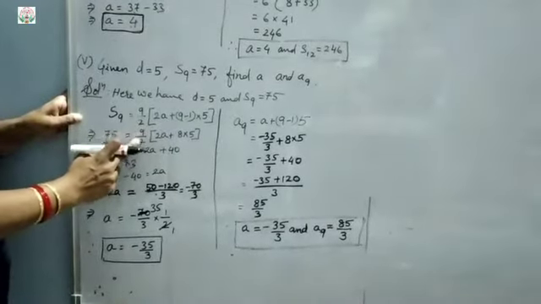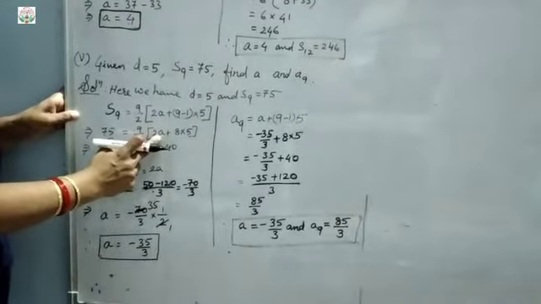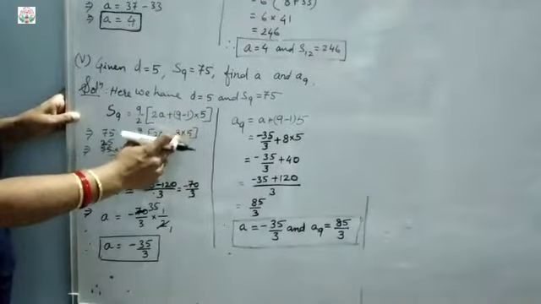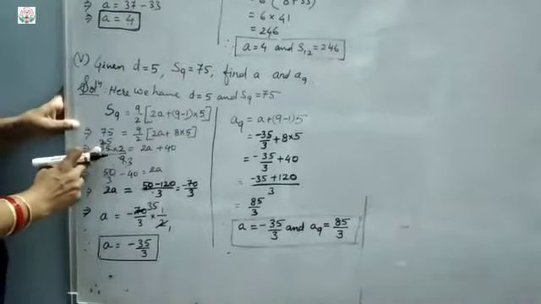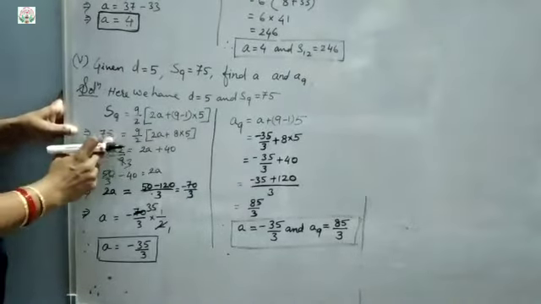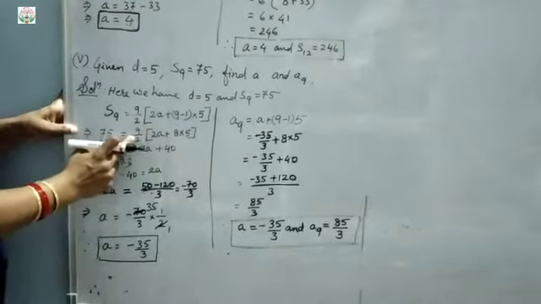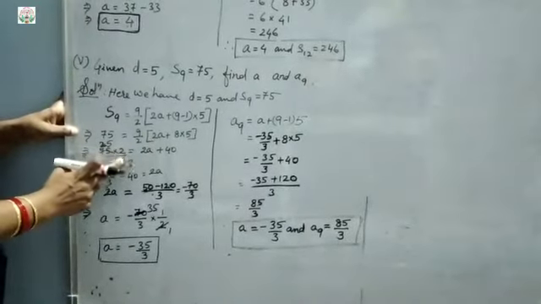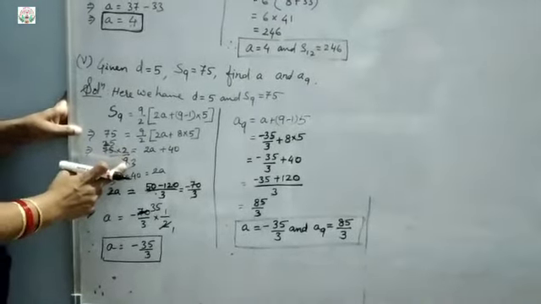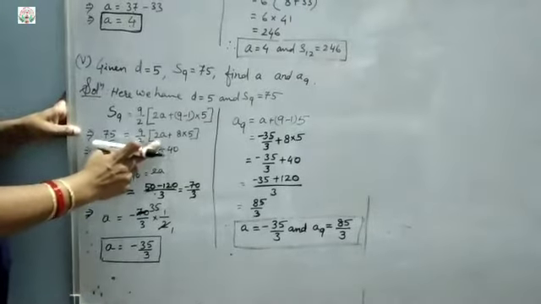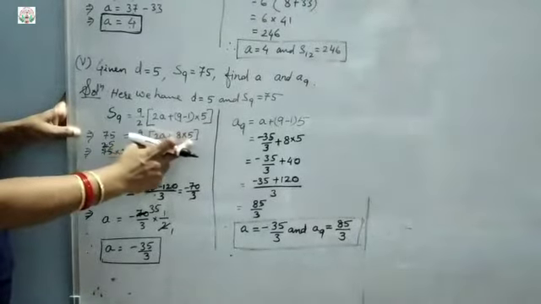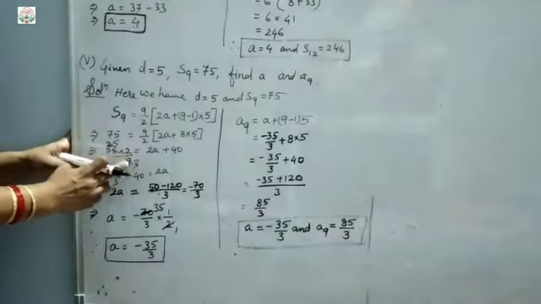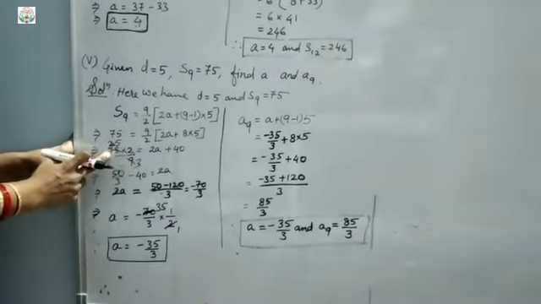75 equals 9 upon 2 into 2a plus this 9 minus 1 will be 8, so 8 into 5. Now cross multiplication of this value, 9 upon 2. What will we get? 75 into 2 upon 9 equals 2a plus this 8 5s are 40. So on cancelling this 9 with 75, what will we get?